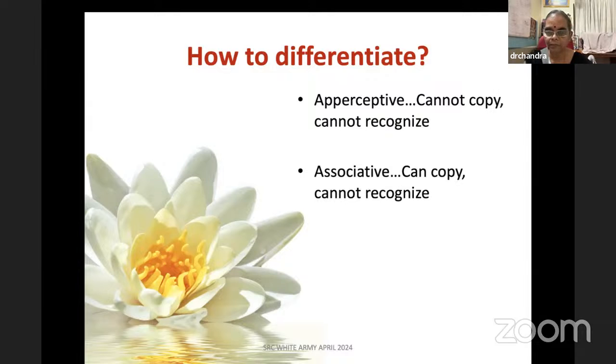Such a person, you show an apple, he will not tell it as an apple because he is not putting the color, the shape and the stem of that fruit into that fruit. But he can copy that. He will say, I am seeing this, but I don't know what it is. Whereas an apperceptive person will say, I do not know what it is, and he cannot copy that object also. So two kinds of perceptual defects. One is apperceptive, another is associative. The apperceptive person is not perceiving anything. The associative person is perceiving but not associating.